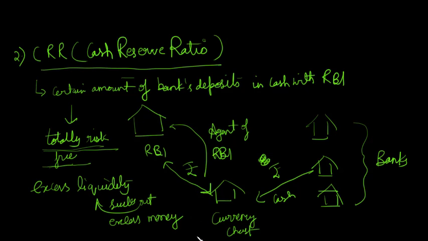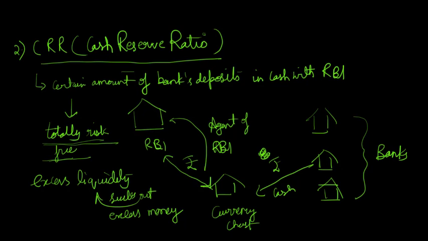and controls inflation. So again, I will tell you the main definition: all commercial banks are required to keep a certain amount of their deposits in cash with RBI, and this percentage is called cash reserve ratio. It ensures that a portion of bank deposit is totally risk free, and secondly, it enables RBI to control liquidity in the system and thereby inflation.